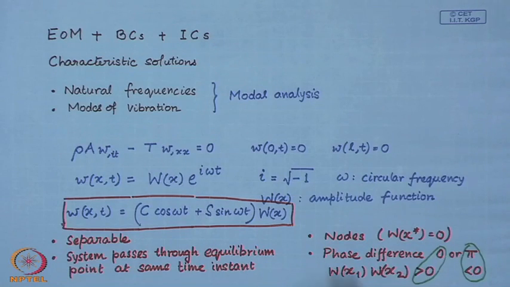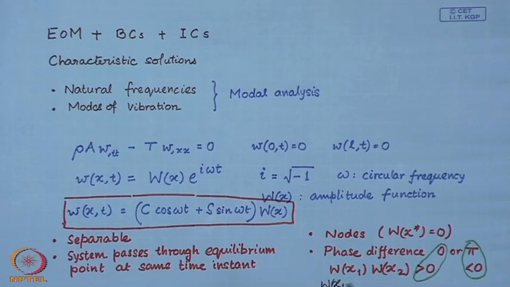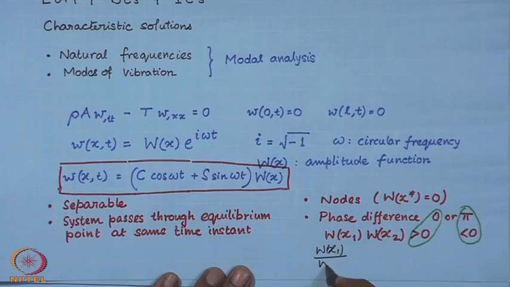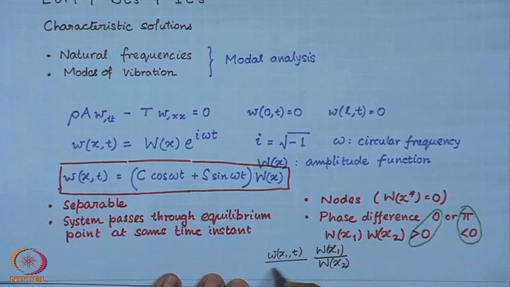There is another interesting property of the solution, that is the ratio of amplitudes at x 1 and x 2 that is independent of time. That is to say, this ratio, so essentially this is independent of time, as we can see.